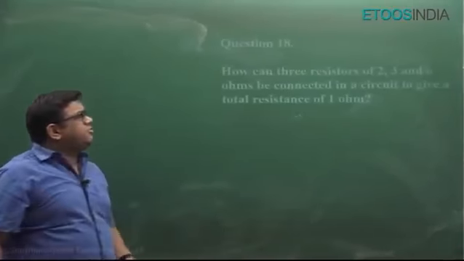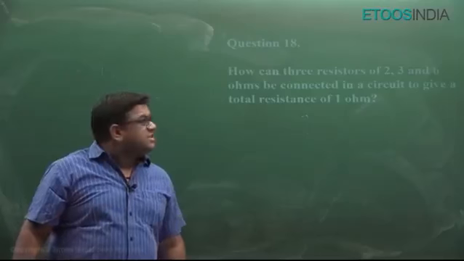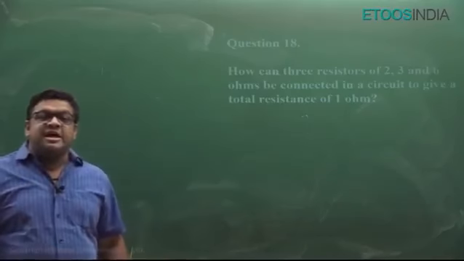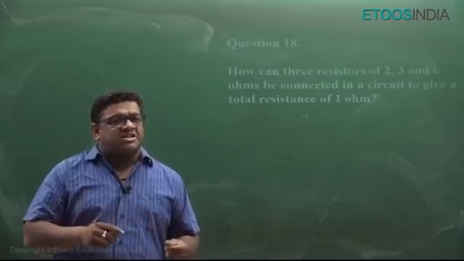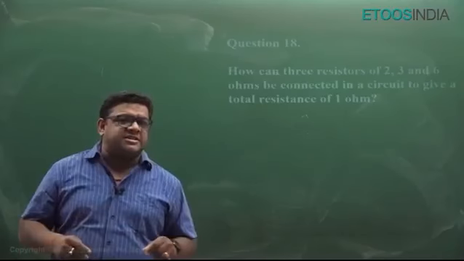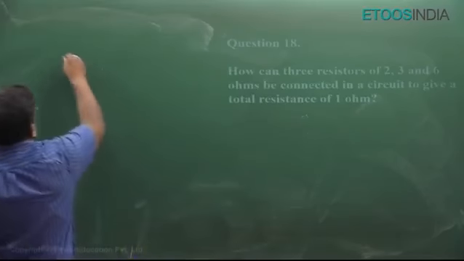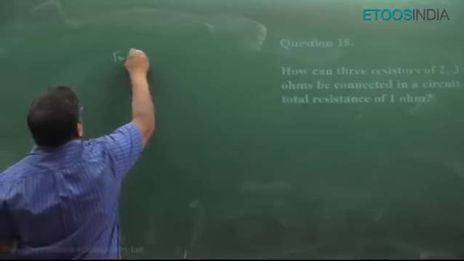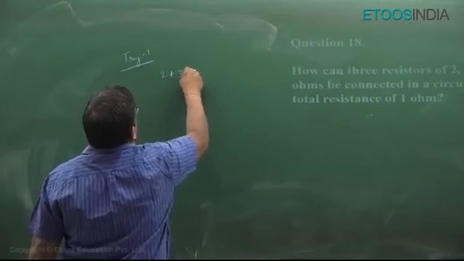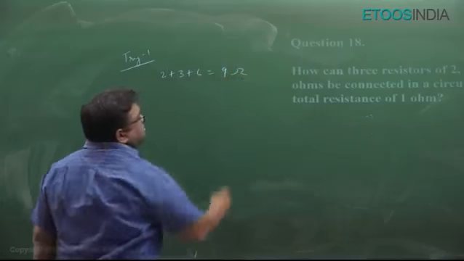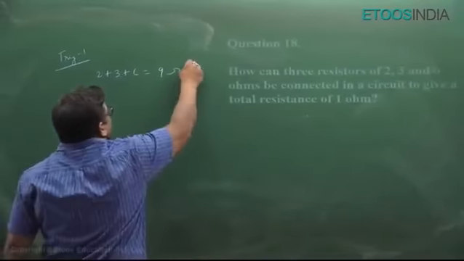How can the three resistors of 2, 3 and 6 ohm be connected to give a total resistance of 1 ohm? Now this is known as the hit and trial method. We need to set certain combinations and try the equivalent resistance so that we can get the final answer. So let me try. Trial 1: what if I connect them in series? 2 plus 3 plus 6 comes out to be 11 ohm, which is not possible because the total answer has to be 1 ohm. So we cannot do it like this.